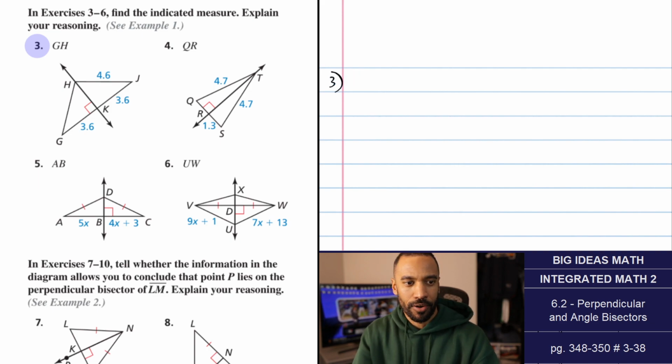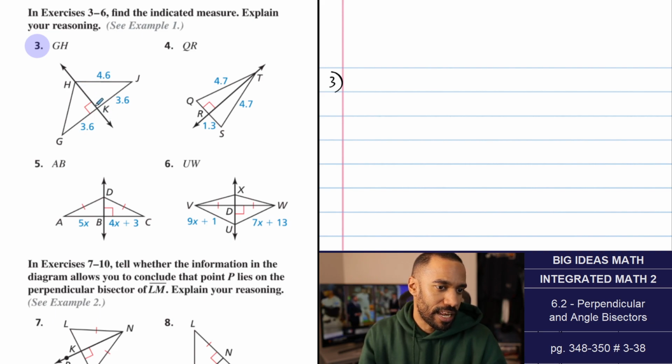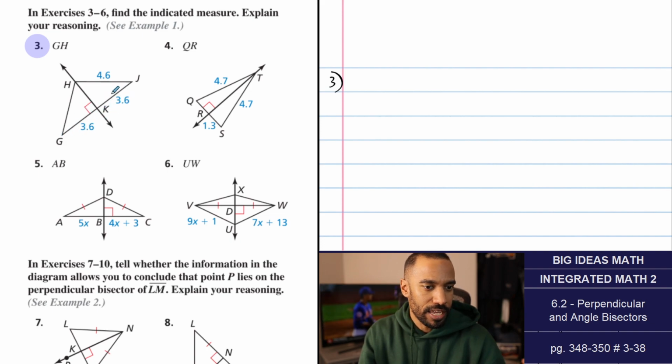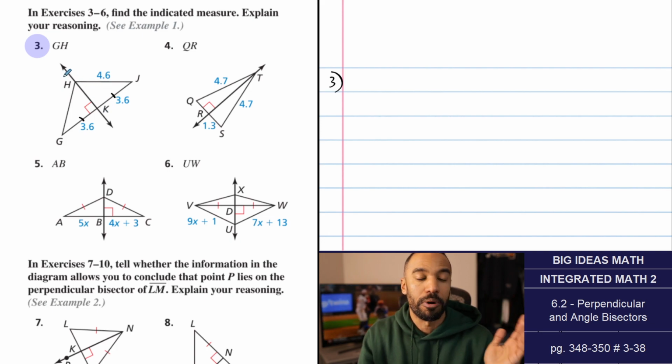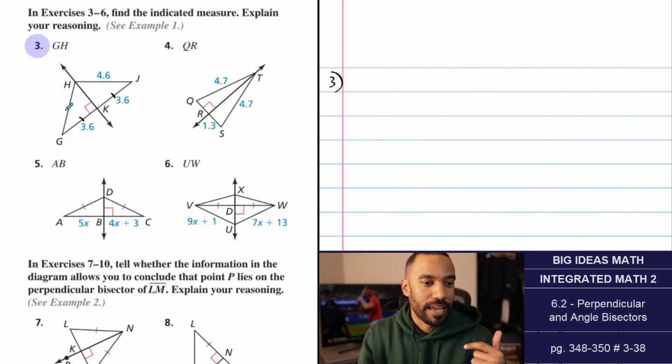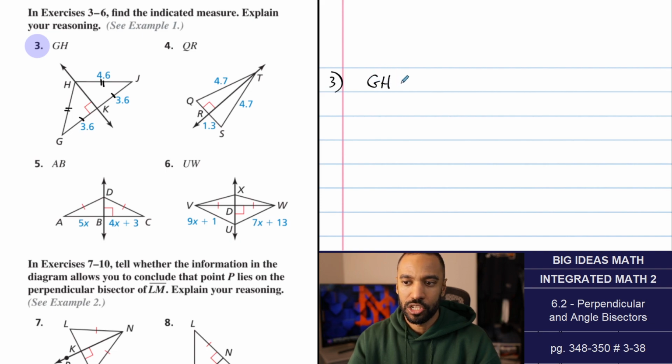You can look at the diagram, right? And I can point to it. So they need to find the length of GH. You can see here that line HK is perpendicular to line GJ. And because these are both 3.6, that means they're equal lengths. That means those are congruent, which means that K is the midpoint of GJ. Another way of saying HK is the perpendicular bisector of GJ. If that's the case, then these two segments should be congruent. If HJ is 4.6, then GH is also 4.6. The length of GH equals 4.6.